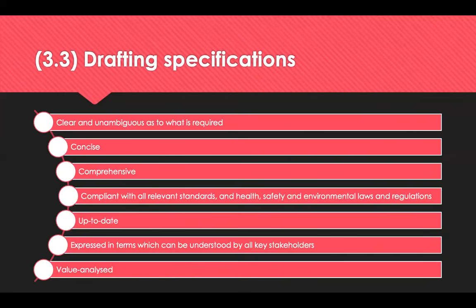They mustn't conflict with any national or international standards or health, safety, or environmental laws and regulations. So make sure that you're clear and unambiguous about what you're requiring. Be concise and comprehensive and compliant with any of the laws and regulations around health and safety and the environment. Make sure it's kept up to date and expressed in terms that are understood by all the key stakeholders. And it needs to be value analysed. We'll talk about value analysis in a moment.